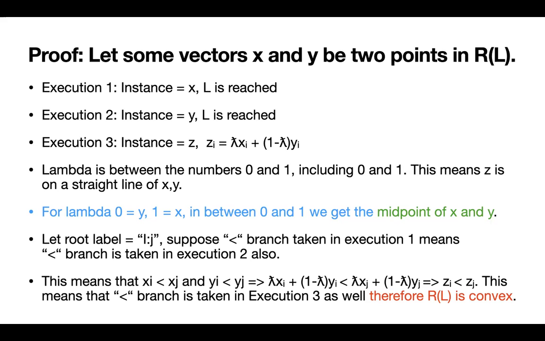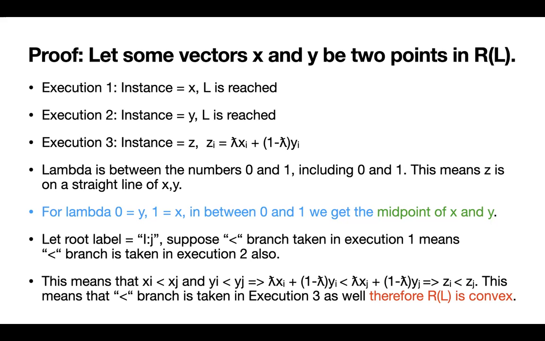So if you look at this equation, 0 equals y, 1 equals x, and in between 0 and 1, we get the midpoint of x and y, meaning again that z would be represented on the straight line of x and y. So if we, for example, imagine a root of i and j, and we use the less than branch taking execution 1, that would mean that the less than branch would also be taken in execution 2.